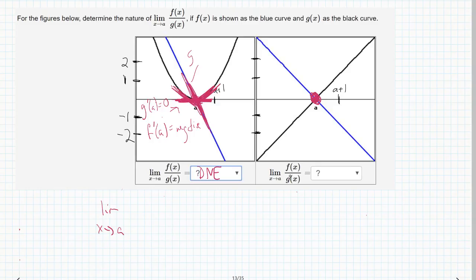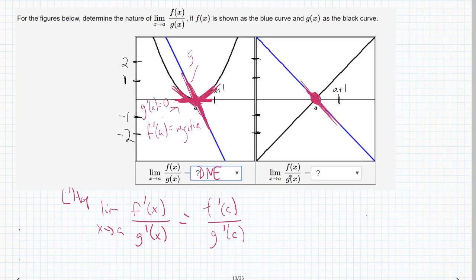So this means we have L'Hopital's rule. So you get f prime of x over g prime of x. And so that means we can look at f prime of a and g prime of a. Okay, so f is the blue curve. Notice it's downward sloping. And so now we need the slope somehow, some way. Well, it looks like we have a plus 1.